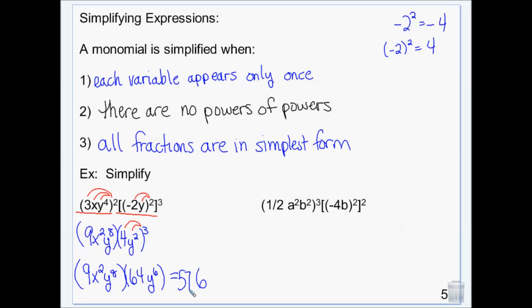Can't they not go together because one of them doesn't have an x? They can, because what I've got here is I just bring this x squared over because it's all being multiplied together, so it just hangs out. 576. So the x squared gets brought over. I multiplied the 9 and the 64. There's nothing to multiply the x squared to, so I just carry it over. And then y to the 8th times y to the 6th. Remember, they're multiplying, so I'm going to add the exponents.